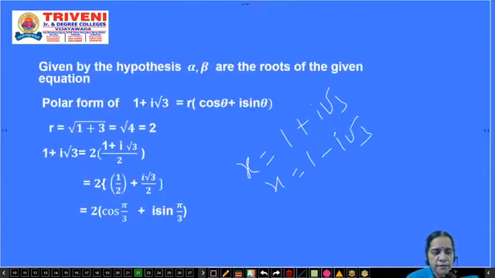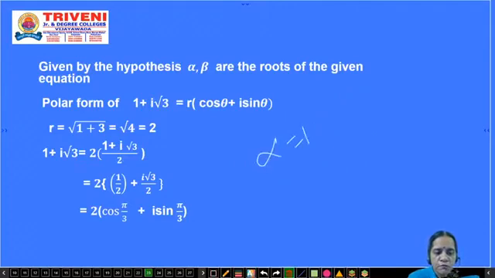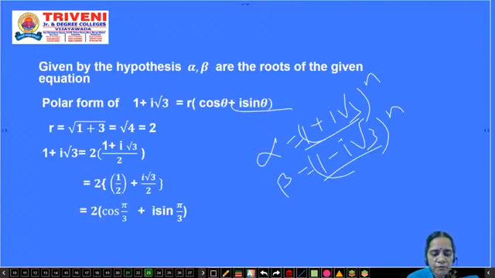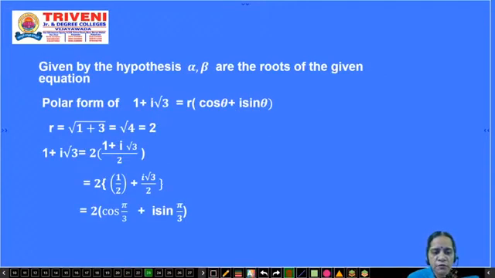Okay, and then take the value of alpha is equal to 1 plus i root 3 and beta is equal to 1 minus i root 3. In the given hypothesis, alpha power n plus beta power n, that is, we have to find (1 plus i root 3) whole power n and (1 minus i root 3) whole power n.